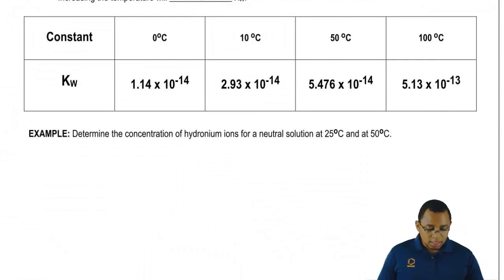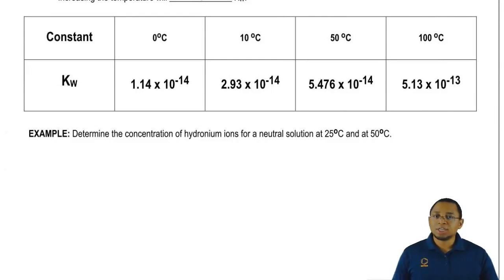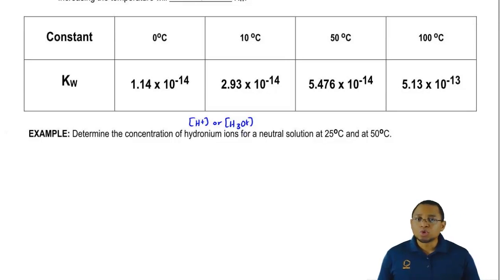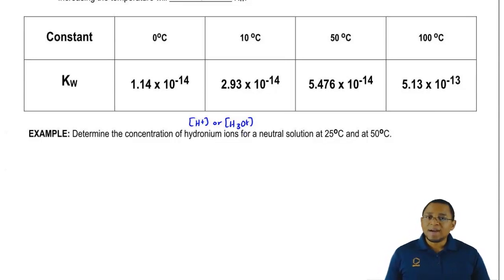So this question states, determine the concentration of hydronium ions. So basically find H plus or H3O plus. They both mean the same thing. For a neutral solution at 25 degrees Celsius and 50 degrees Celsius.